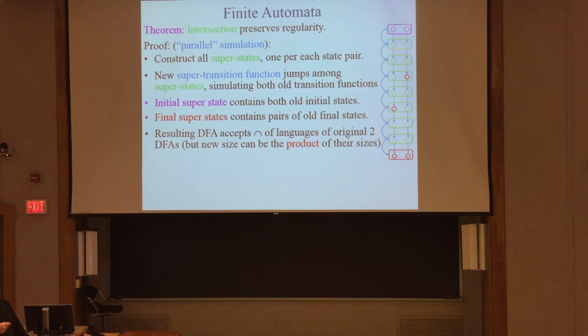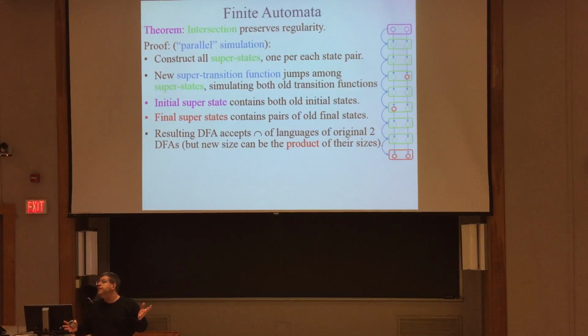Now, this super machine can have a lot more states than the original. I'll repeat that. This product machine, the cross-product construction, would have many more states than either the first machine or the second machine. How many states at the most will this super machine have if the first machine had X states and the second machine had Y states? How many states can the super machine have at most?